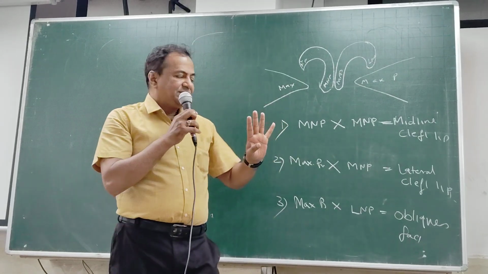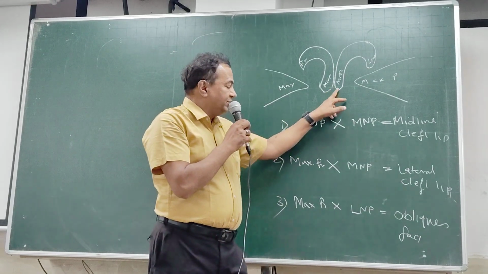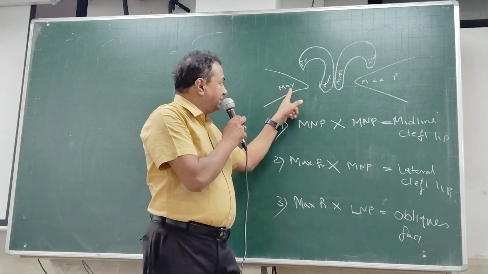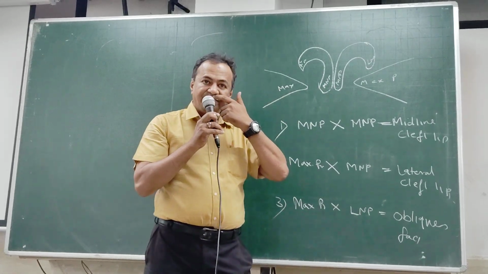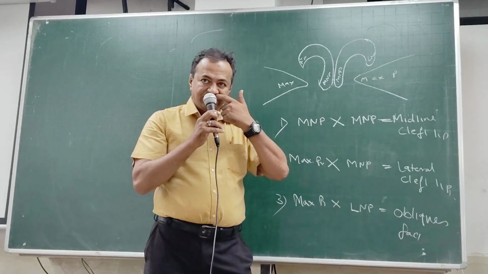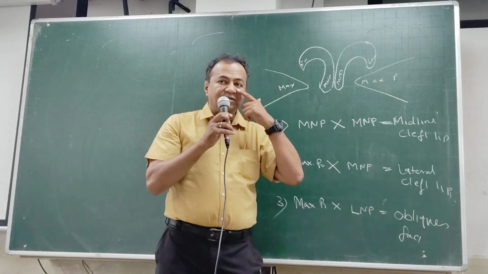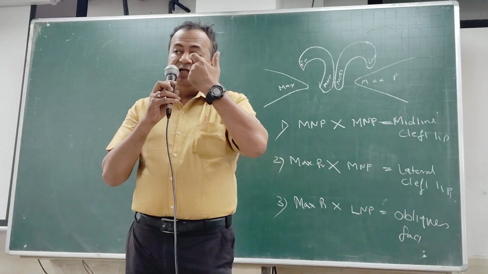So three possibilities: medial nasal processes, if they fail to fuse with each other, midline cleft lip; maxillary process fails to fuse with medial nasal process, lateral cleft lip; and maxillary process fails to fuse with lateral nasal process, this leads to oblique facial cleft.